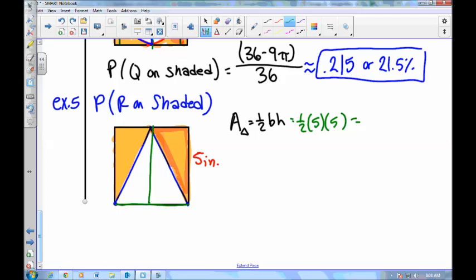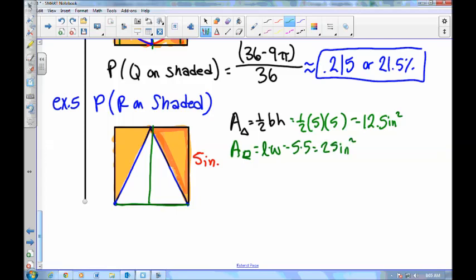What's the area? Half of 25 is 12.5 inches squared. Okay, so we have the area of that triangle. What's the area of the square? 25. Oh, square. Length times width, or base times height. 5 times 5 is 25.